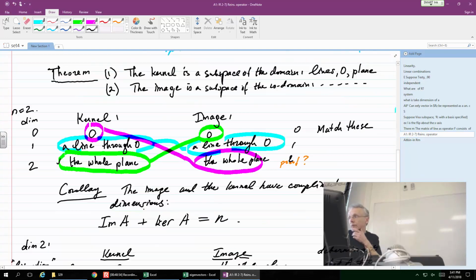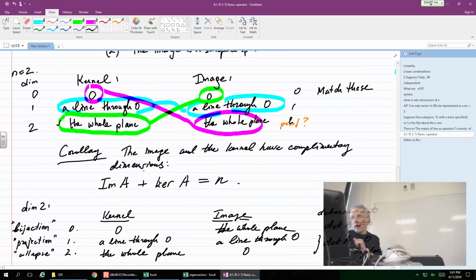So this one was still to be revisited. This classification: the image and the kernel have complementary dimensions. For the time being, we'll just rely on what you have on the left at the bottom. The classification of the three cases. Only three cases in this two-dimensional 2x2 case. And they are classified very nicely. What I want to look at right now is what I just mentioned a minute ago, the inverses.